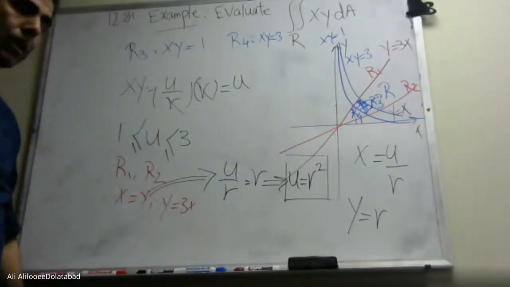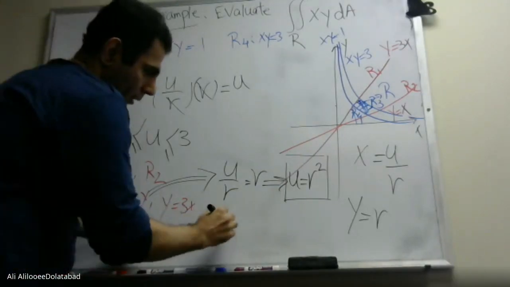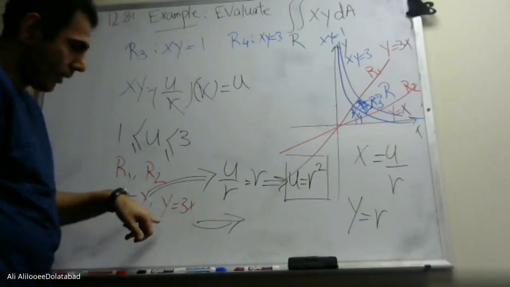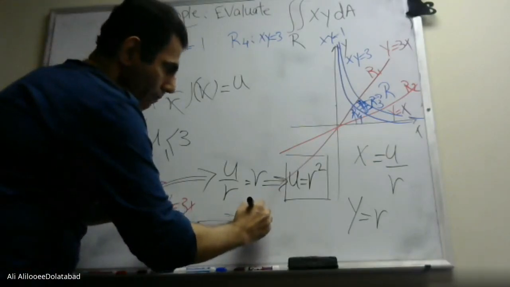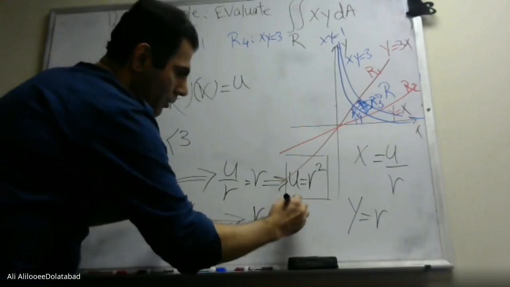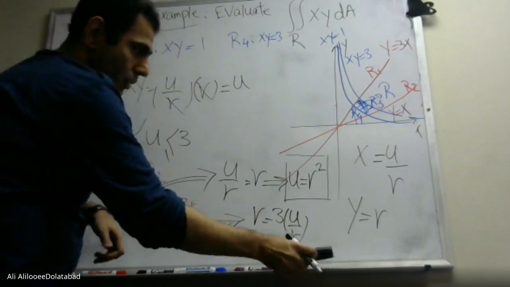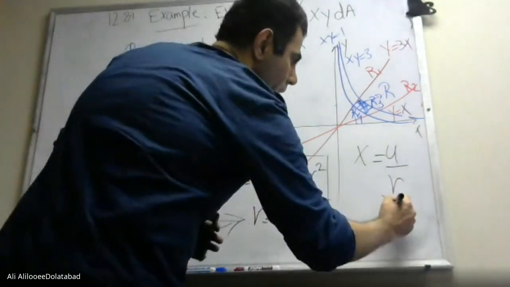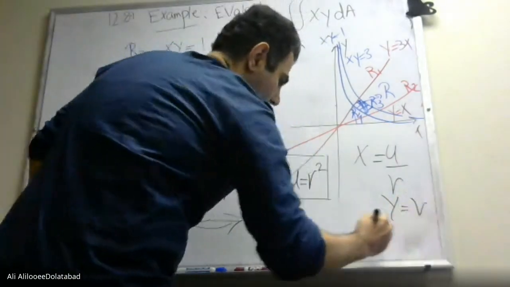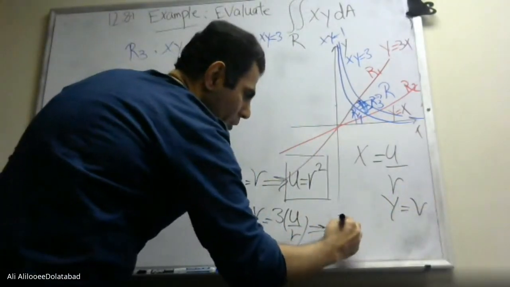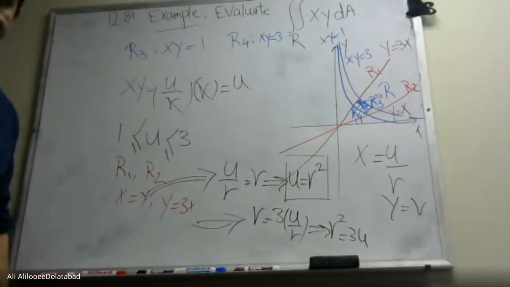U equal to v squared. And what about this one? For this one, we get the same thing. Because you have y equal 3x, again, same thing. You have yv equal to 3 times uv. Again, if you use cross multiplication, you have v squared equal to 3u.